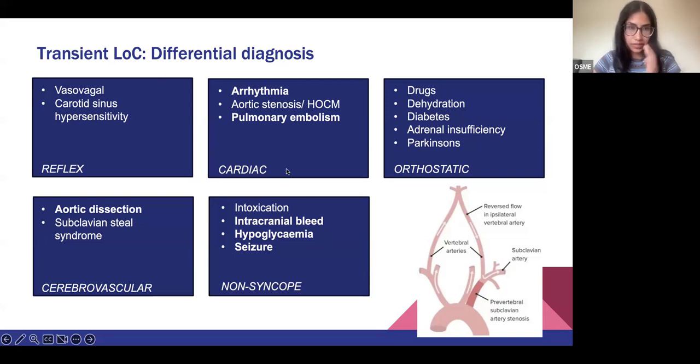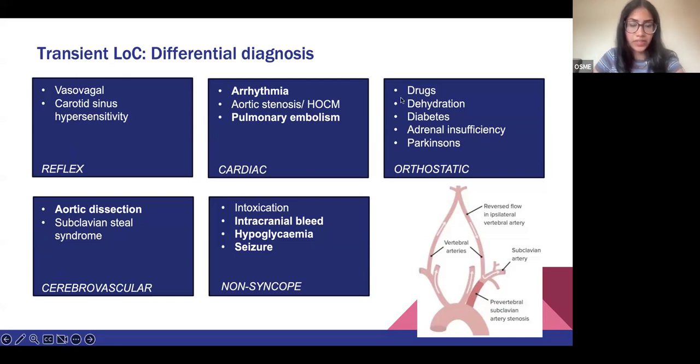Then cardiac causes. So these are the ones that you need to rule out. Any arrhythmia can cause syncope. The outflow tract obstructions again, and pulmonary embolism. Orthostatic is so like postural hypertension. So if you stand up and faint, then it's likely to be one of these causes.